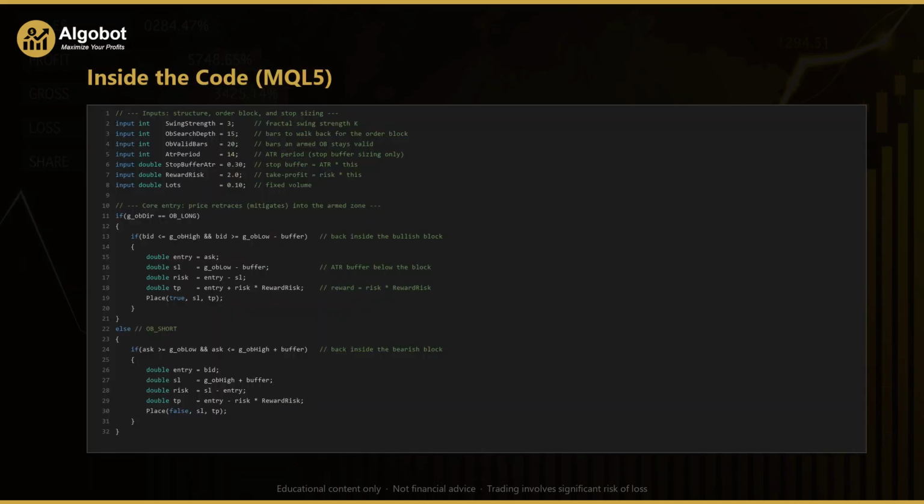Now let's read the actual MetaTrader 5 code on screen, just as you'd see it in MetaEditor. At the top are the input parameters, the dials you can adjust before running the EA. Swing strength sets how many bars define a swing pivot. A larger value confirms fewer but more significant turning points. Order block search depth controls how far back the EA looks for the order block candle. Order block valid bars decides how long an armed zone stays alive before it expires.